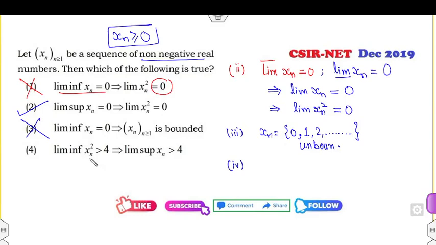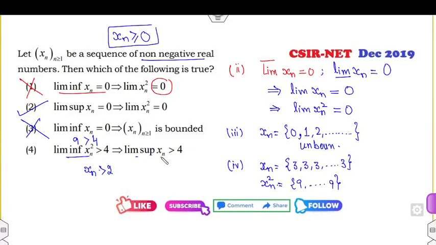Fourth option. Limit infimum of xn squared greater than 4. That means if I choose a sequence which is greater than 2, I can choose a sequence as 3, 3, 3, 3, 3. What is xn square? Xn square is 9, 9, 9. So is it satisfied? What is the limit infimum of xn square? 9 is greater than 4. What is the supremum of this number? 3. Is it greater than 4? No. So the right answer is only B, my correct answer.